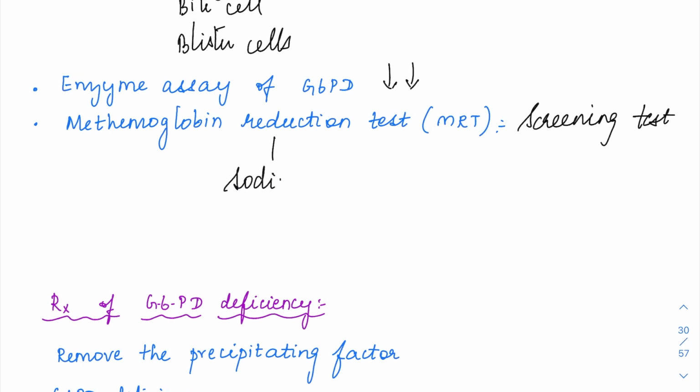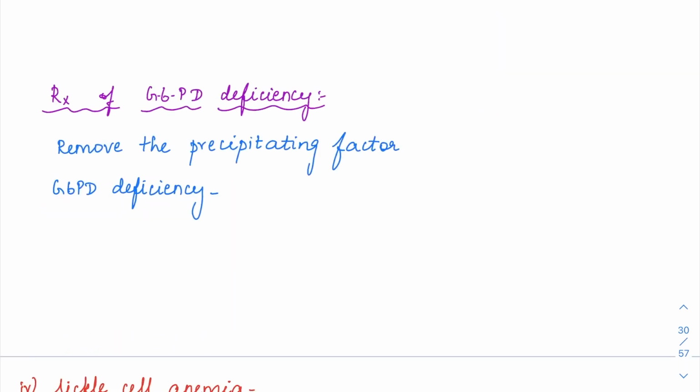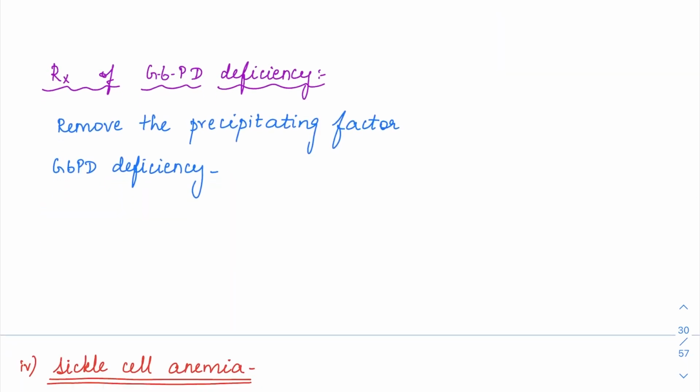Okay, and in this they are going to use sodium nitrite. Sodium nitrite is used for reduction. Okay, so what is the treatment for G6PD deficiency? Being an intermittent disease, you can actually remove the precipitating factor. So it will go away by itself. Within 6 weeks or 3 months, it is going to resolve on its own. So you just have to give supportive treatment till then. Removing the precipitating factor is going to be the most important thing.